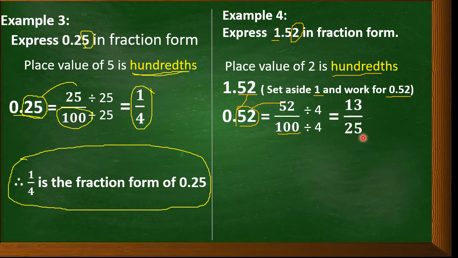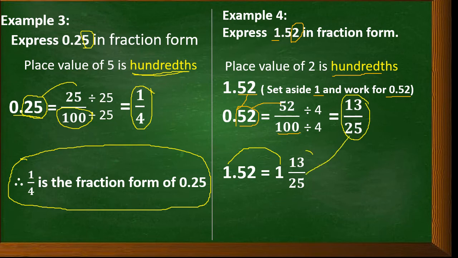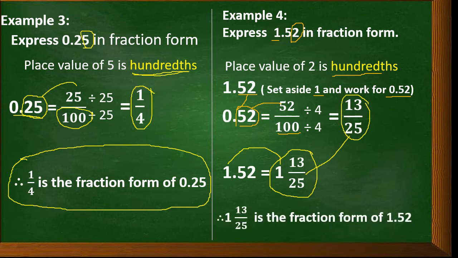Now what shall we do next is we have to bring back the whole number 1. Copy again the given 1 and 52/100ths. Now we write 1 as the whole number part, while 13 over 25 will be written as the fraction part. This is now the mixed number. So therefore, 1 and 13 over 25 is the fraction form of 1 and 52 hundredths.